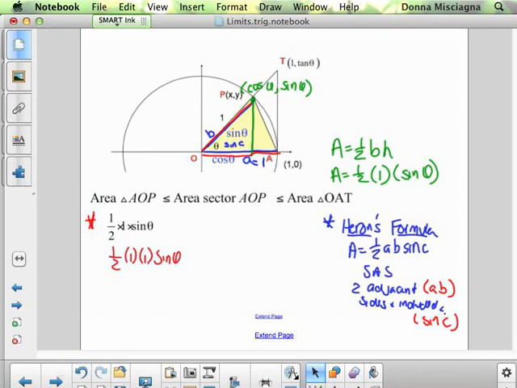So notice if you use Heron's formula, you get the exact same thing as you'd get with base times height. Sometimes you can't use base times height because you don't know the height. In this case, we actually did know the height. So this would be sine theta divided by 2. And this would be sine theta divided by 2.